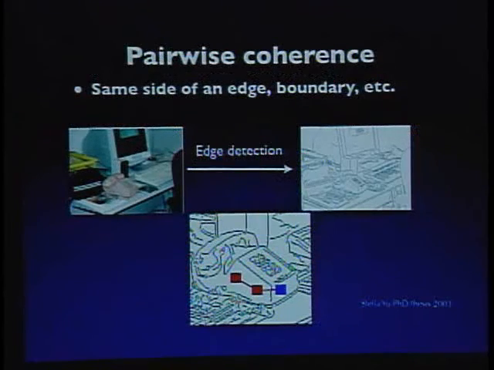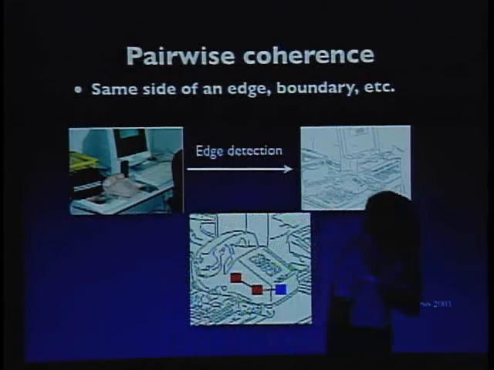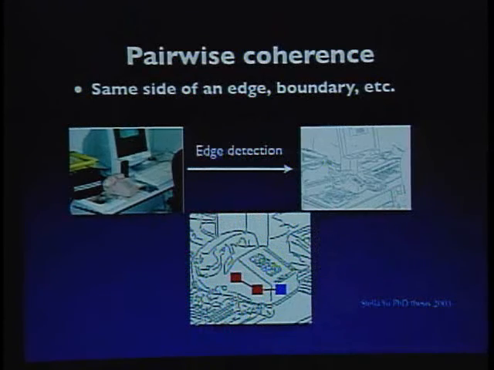Now, this is a little bit more obscure here, because what we do when we think about this case is consider the idea that, simply stated, pixels should be in the same category if they're on the same side of boundaries. If they're on opposite sides of a boundary, they shouldn't be in the same category. So what you do is you first detect edges in the image using, for example, a Canny edge detector, which we talked about in the second week.